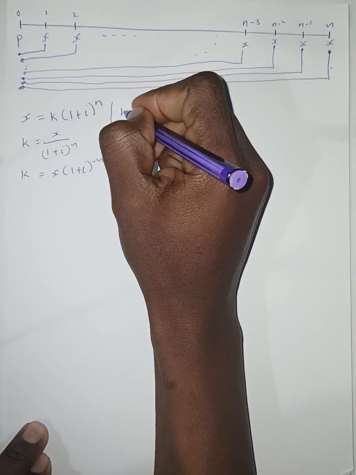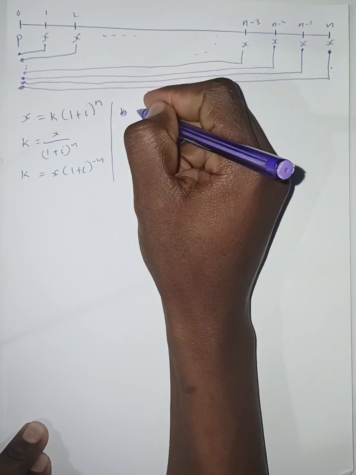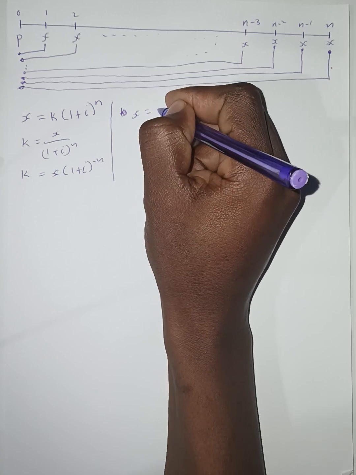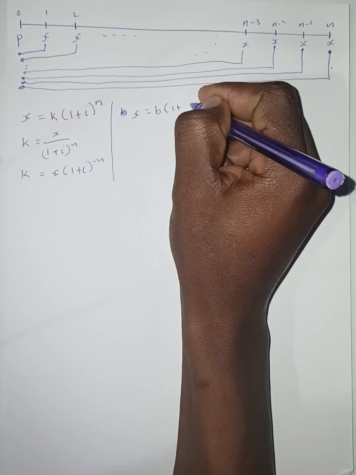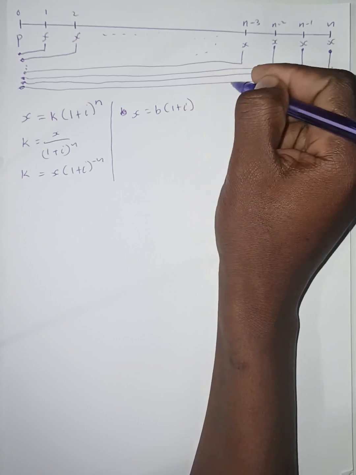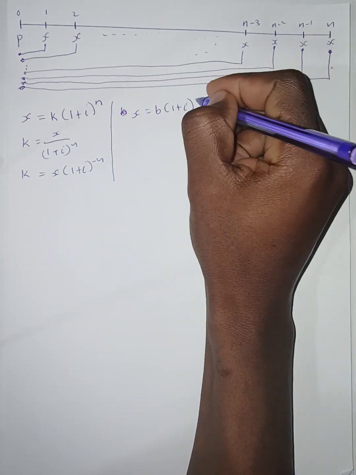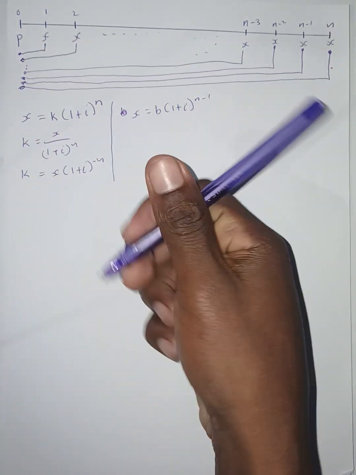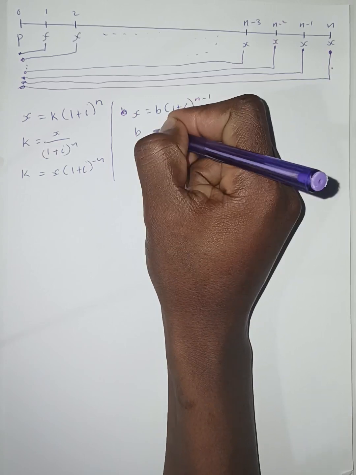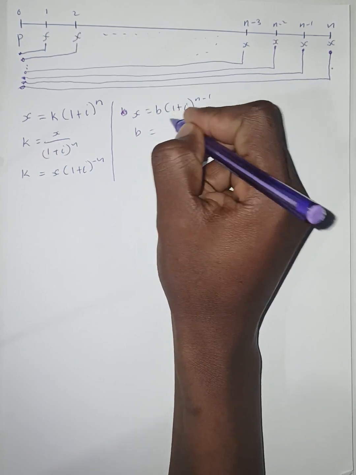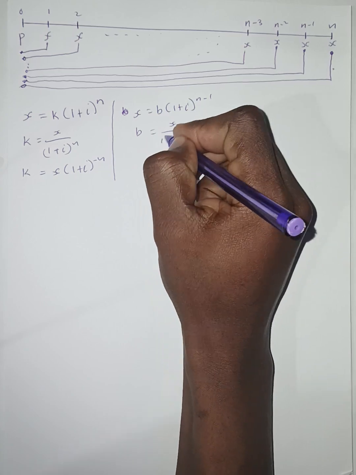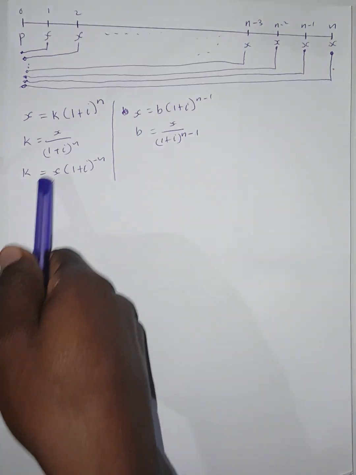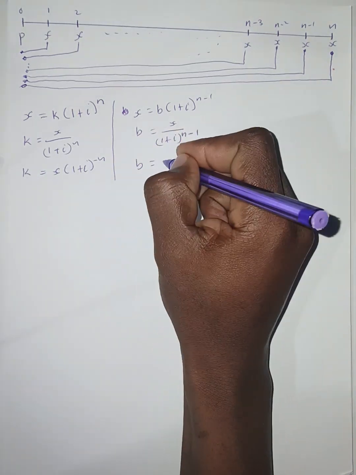So I'm just going to call that B. So again I must have X rand at the end, but I don't know how much I must invest. So this would be B (1 plus I) to the power n minus 1. So to get the amount that I must invest for me to get X rand, I'm going to divide everything by that bracket. So B would be equal to X divided by (1 plus I) to the power n minus 1.